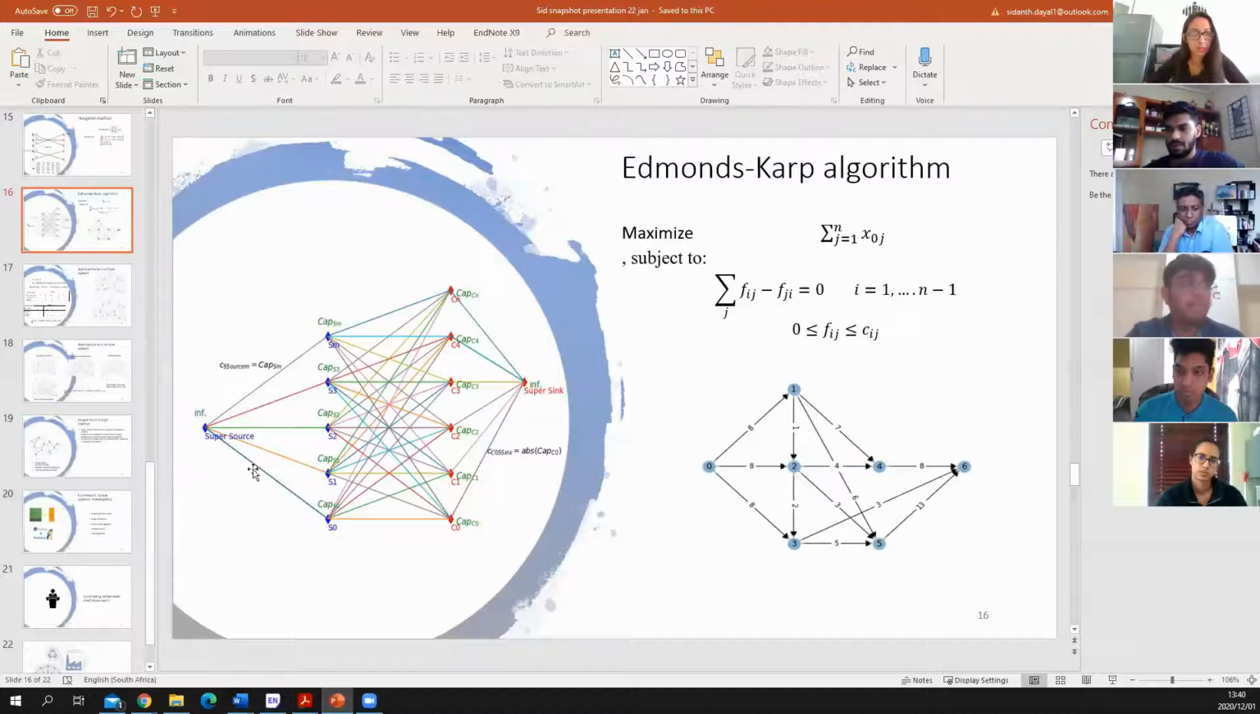So I created something called a super source, and basically the amount of resource this source has is equal to the total supply, and the amount of demand this sink has is equal to the total demand. And so in this way, we can still say we want to find the paths from the source to the sink that results in a maximum flow of this commodity.